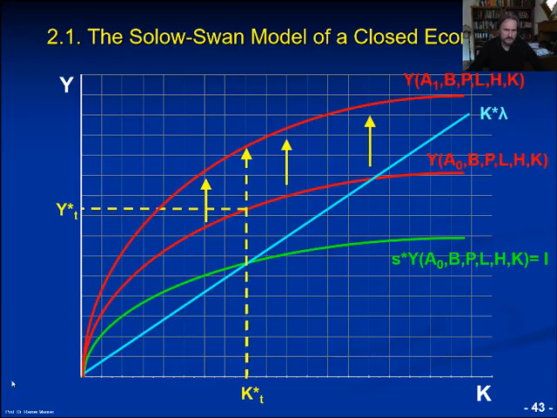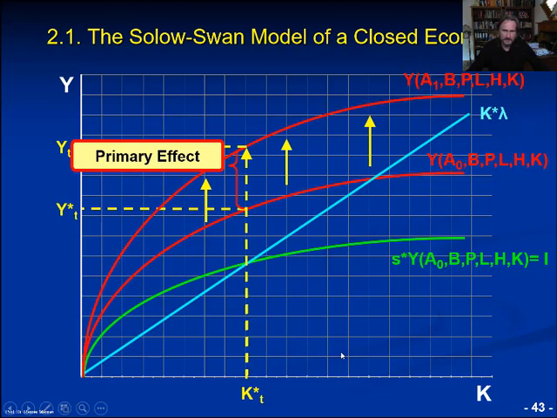So given the old steady state capital stock K star, we are immediately able to produce more GDP, since additional technological knowledge makes the machines in the old capital stock more productive. We can call this the primary effect of a larger supply of technological knowledge.